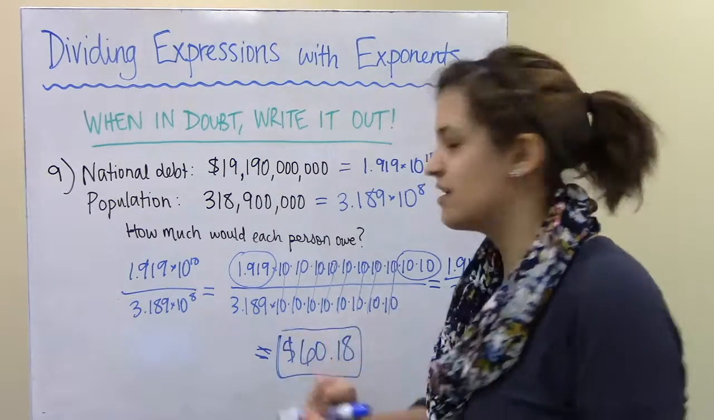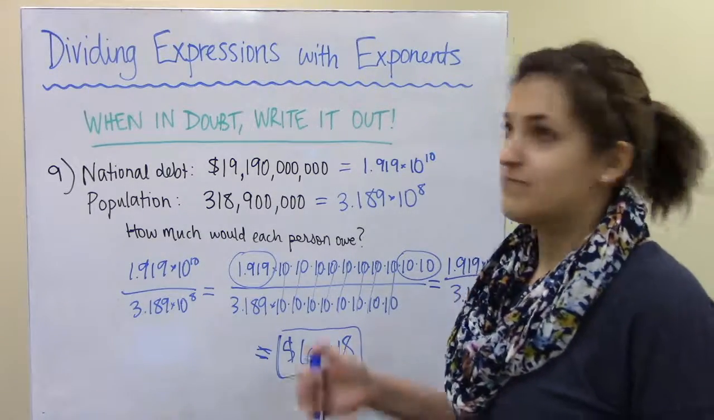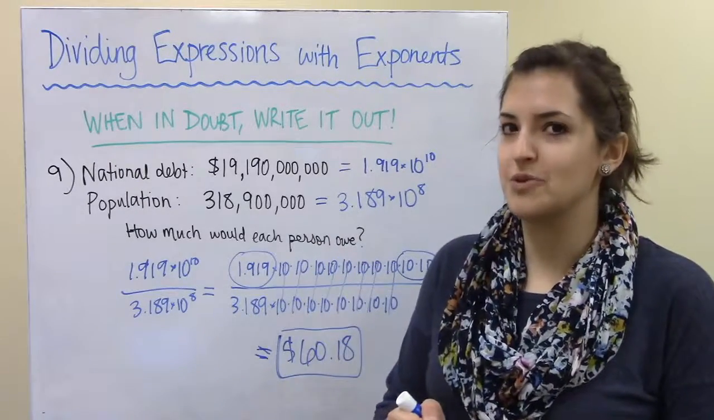$60.18 per person. Seems kind of crazy, right? If we all paid $60.18, we would get rid of our national debt. But of course, this includes babies and children, and probably be a little more difficult than it seems.